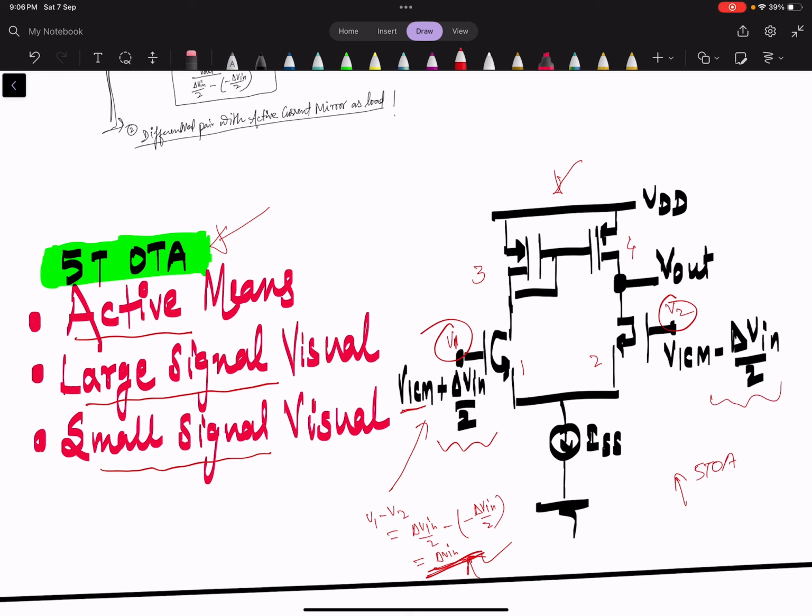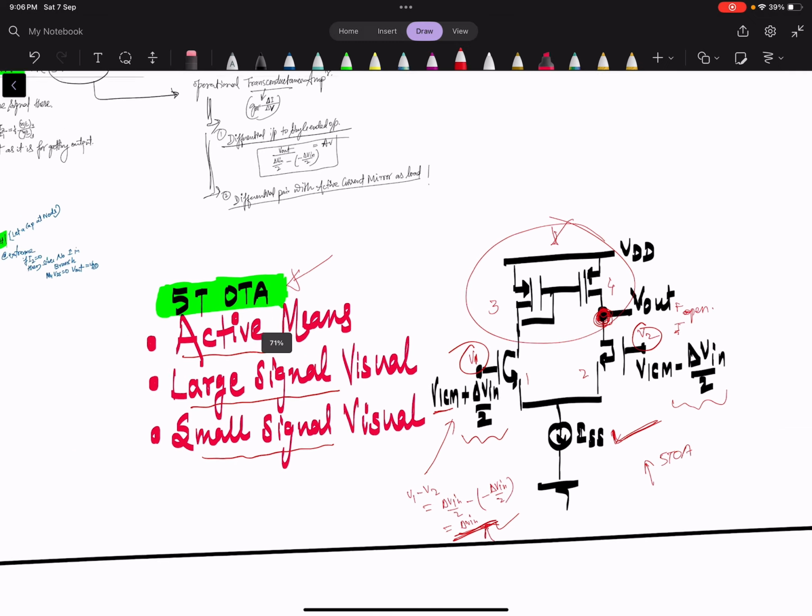Now this, if you see, is the current mirror, and we will take the output from this node in open load. Basically the output is with respect to ground and open at this node, and this is the bias source current. Okay, so let's see what the meaning of active is first.